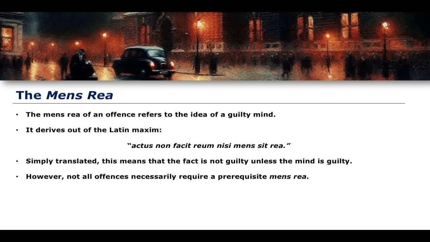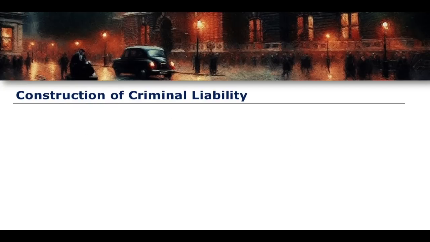So, for example, murder. In order to be convicted of murder, you have to kill somebody with an intention to either kill or cause grievous bodily harm. The old definition was to kill with malice aforethought. That's the old English language way in which we describe the mens rea of murder.